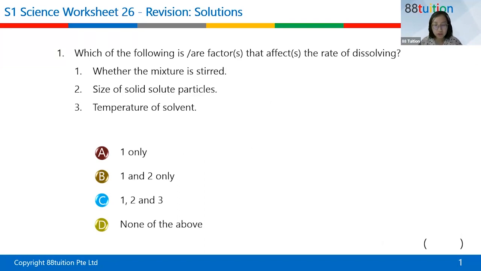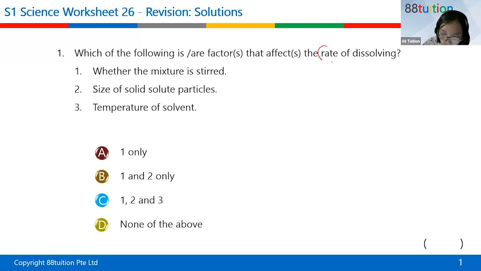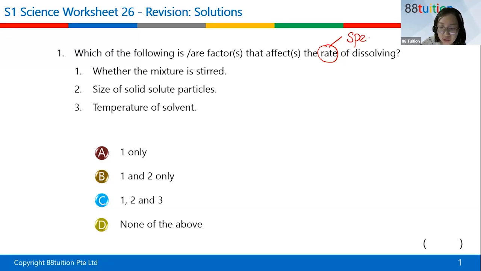All right. Now, which of the following are factors that affect the rate of dissolving? Okay, so first of all, what's the meaning of rate? Can you all type into the chat what is the meaning of rate? Thank you, Zixuan. All right, so the rest, I should have 6 of you. Chloe says something to do with time. It is related to time, but not really directly. It's actually the speed. Okay, so rate means speed.